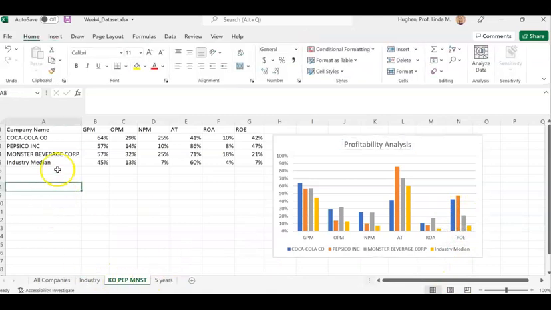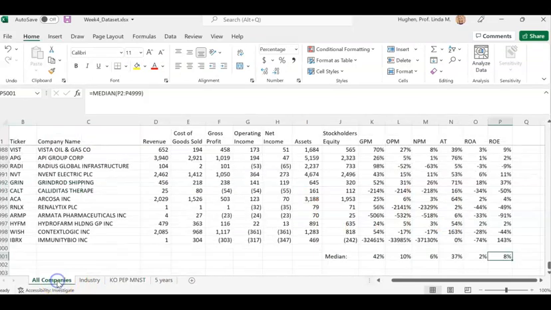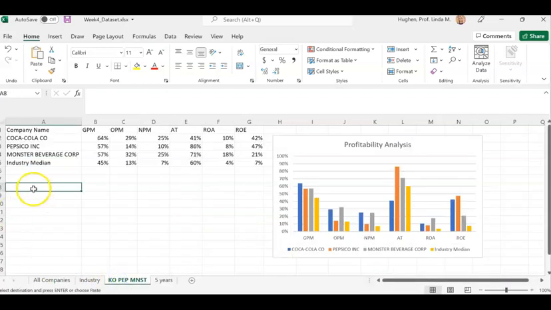If we want to compare our industry medians and our company-specific profitability ratios to the entire universe of companies, I can come back to my all companies medians, copy them, and paste them. I don't want them included in my chart.